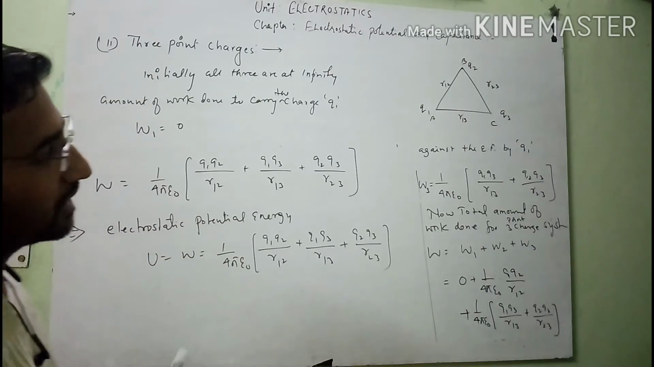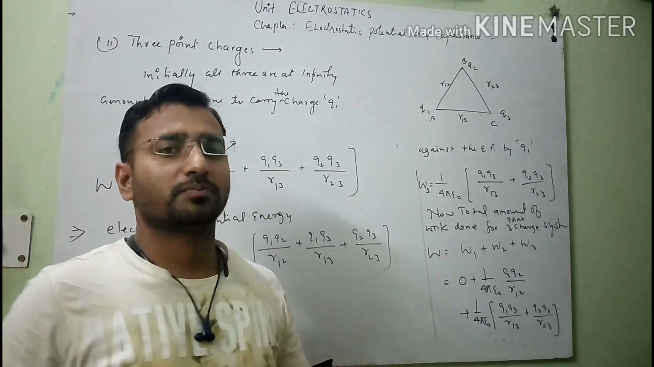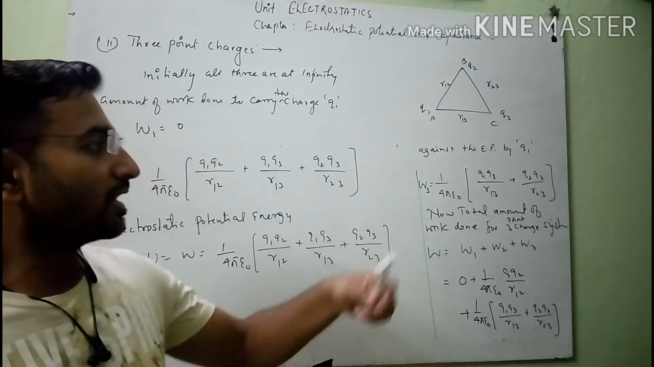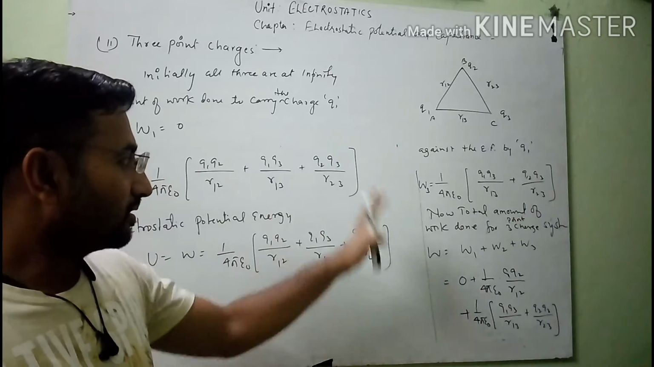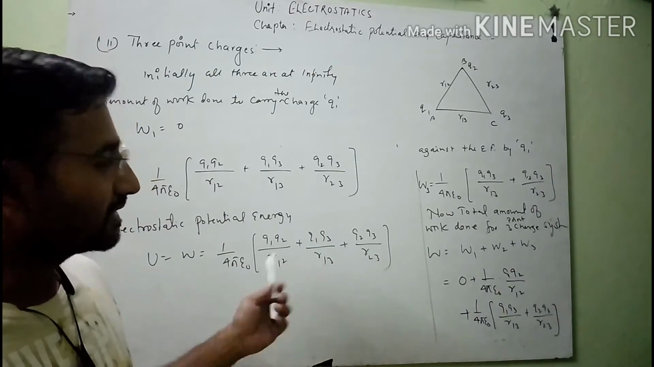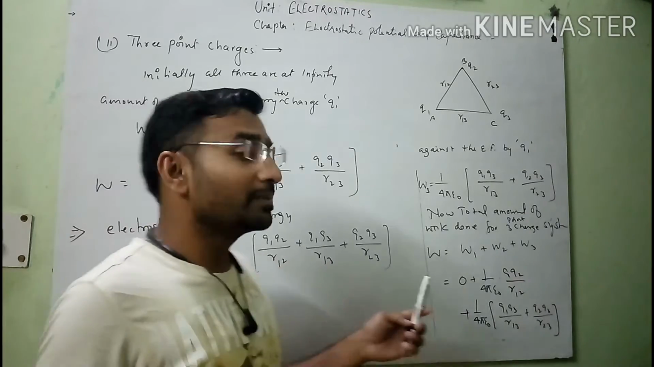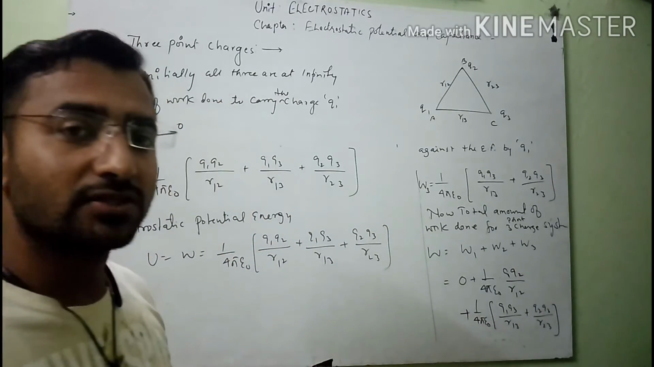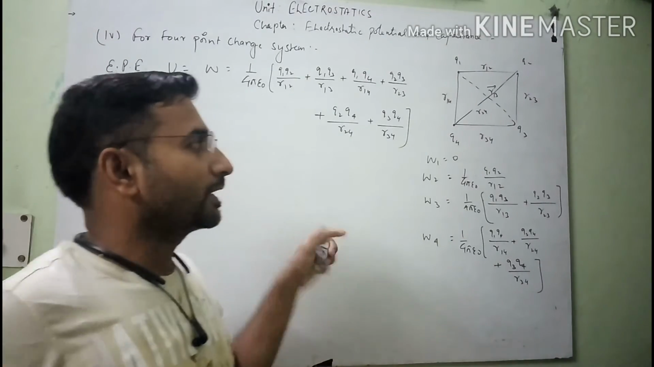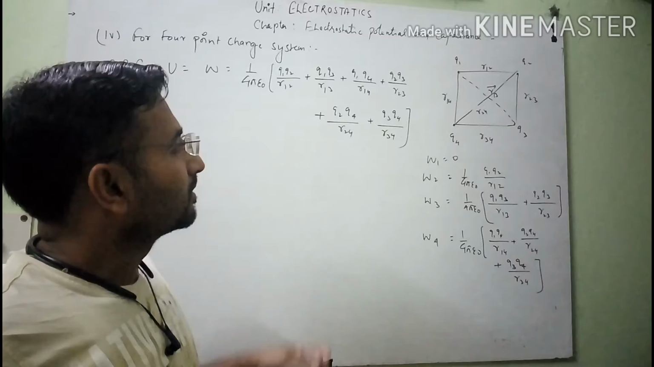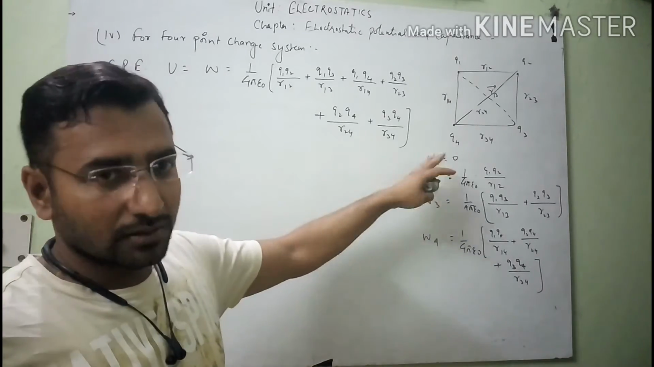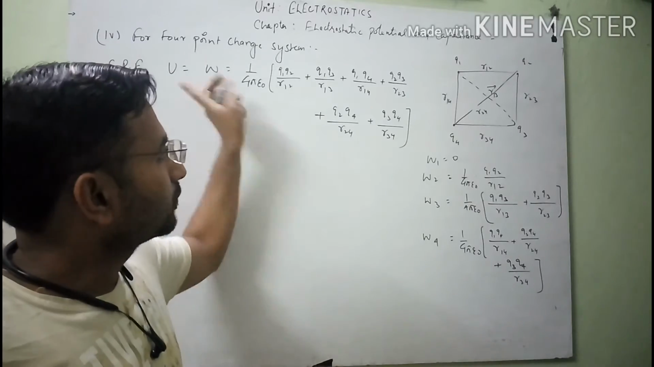Similarly, we can do the electrostatic potential energy of a 4-point charge system, 5-point charge system, 6-point charge system, and so on. After that, I will draw the diagram here for the n-point charge system, and we will see what the value of electrostatic potential energy is for the n-point charge system. Students, before going to the n-point charge system, I will write the format in short for the 4-charge system.